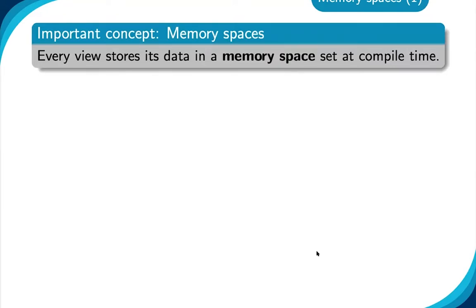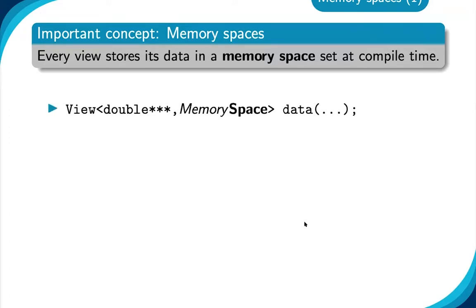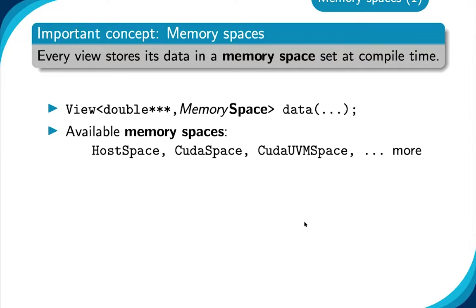So every view stores its data in a memory space which is set at compile time. So the view type includes, at compile time, as a type safety mechanism, where the data is stored. That is important because it includes the information about where it's supposed to be accessible. And how you specify that is you hand it in as another parameter. There's a number of these: host space, CUDA space, CUDA UVM space, CUDA host pinned space, and whatnot.